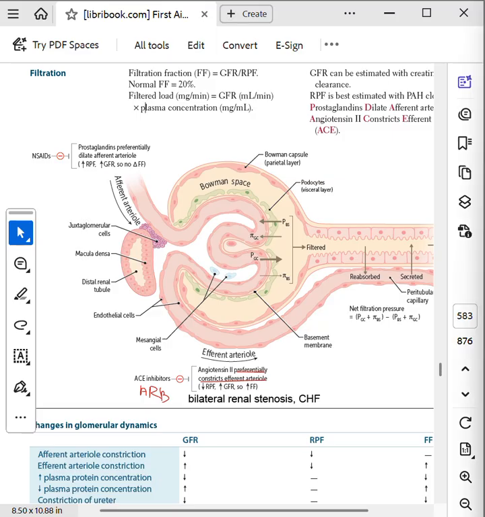Before moving on to the next thing, the NSAIDs inhibit prostaglandins, and this will cause the afferent constriction. Once the afferent constriction happens, your GFR will drop, and since the GFR drops, you are predisposed to acute kidney injury. A small vignette I would like to mention here is that if there's an elderly patient and that elderly patient takes NSAIDs and creatinine is rising, this is basically acute kidney injury.